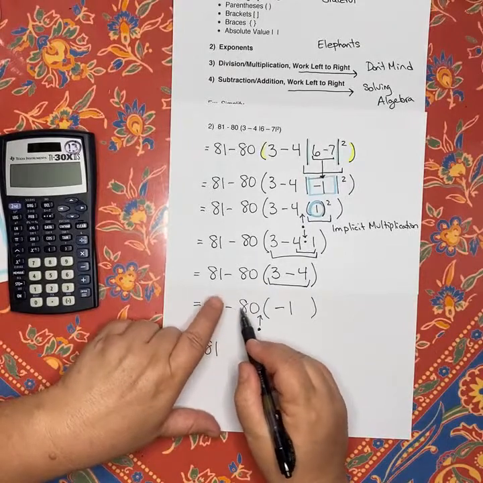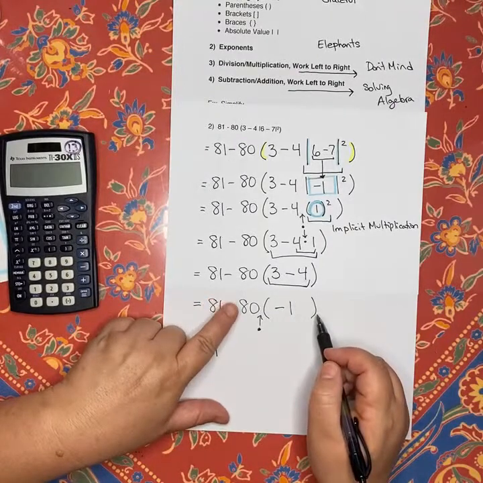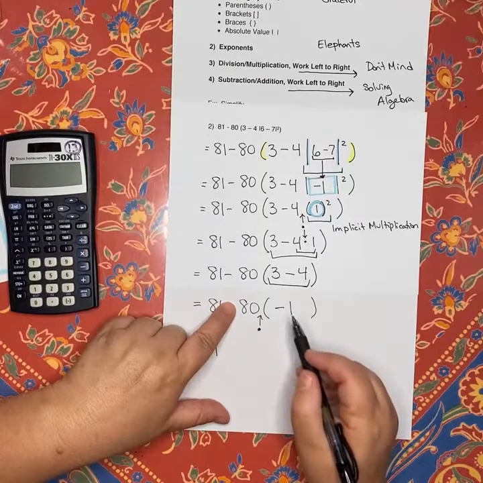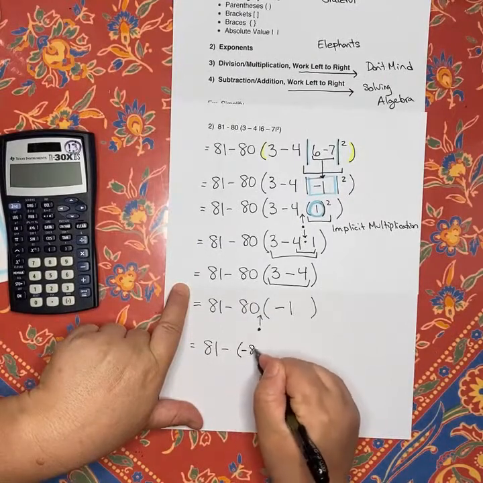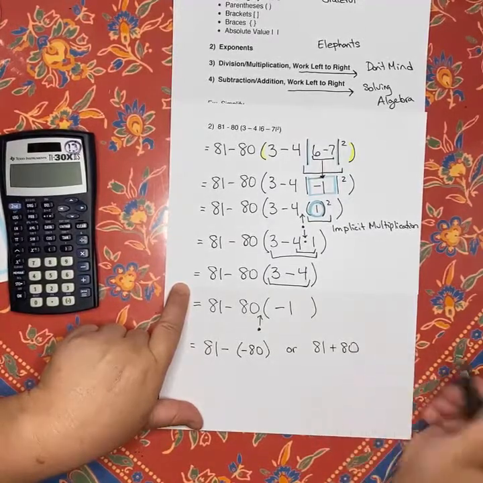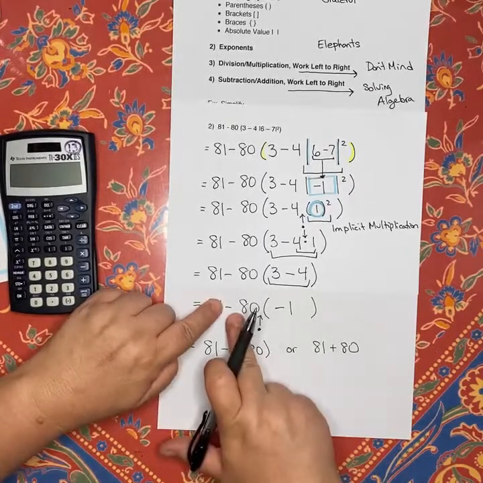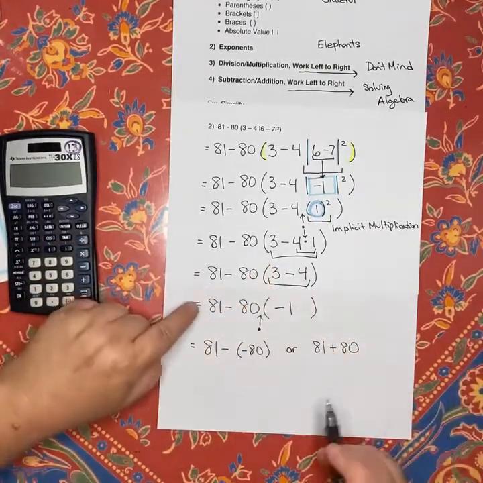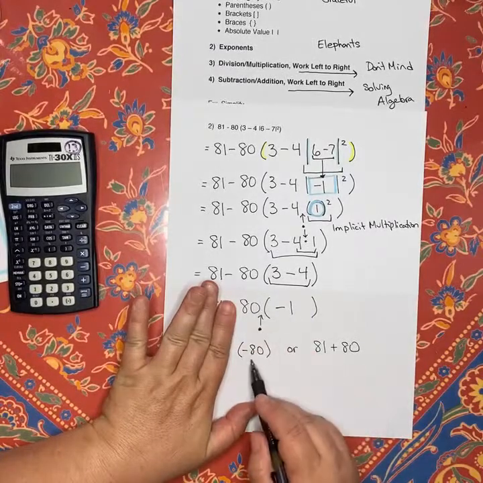Negative 80 times negative 1 is positive 80. But 80 times negative 1 is negative 80. So what the heck am I going to do? Well, some of you are going to do this, and some of you are going to do this, and I don't care which way you see it. You either see it as negative 80 times negative 1, so you get a positive 80 because of this thing, or you leave the minus there, and then you just multiply these two together to get negative 80.